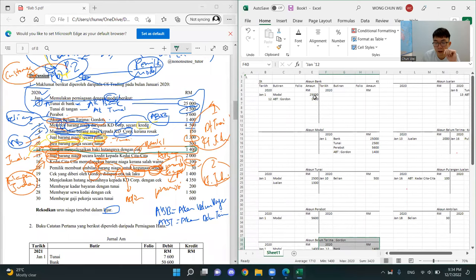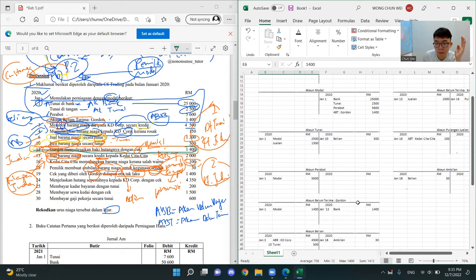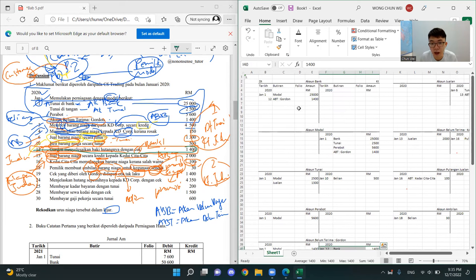Yeah, here, I re-debit my bank. Money comes in. But now, it says the cheque given, 1,400 from Gordon, was found to be a dishonoured cheque. Meaning it is not successful. So when it is not successful, I need to take it out, and what happened is you need to reverse it. Earlier, I credited my ABT Gordon and debited my bank. So when you have a dishonoured cheque, you reverse it.